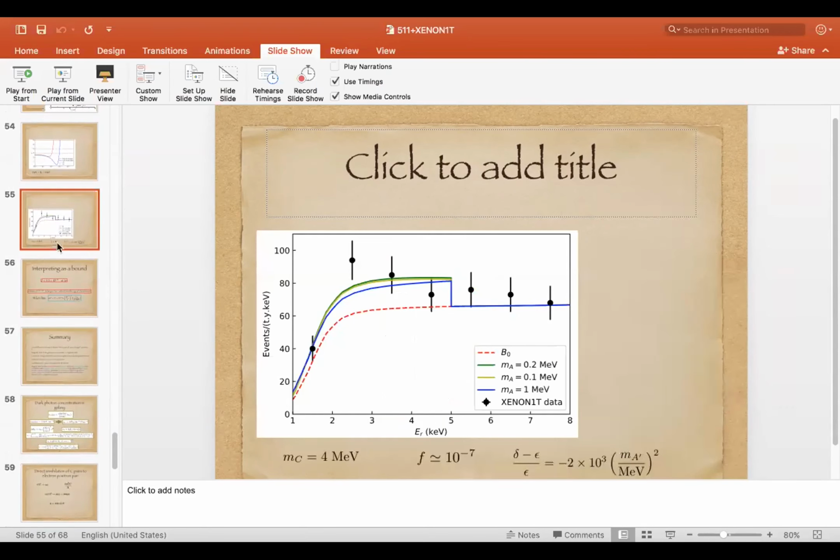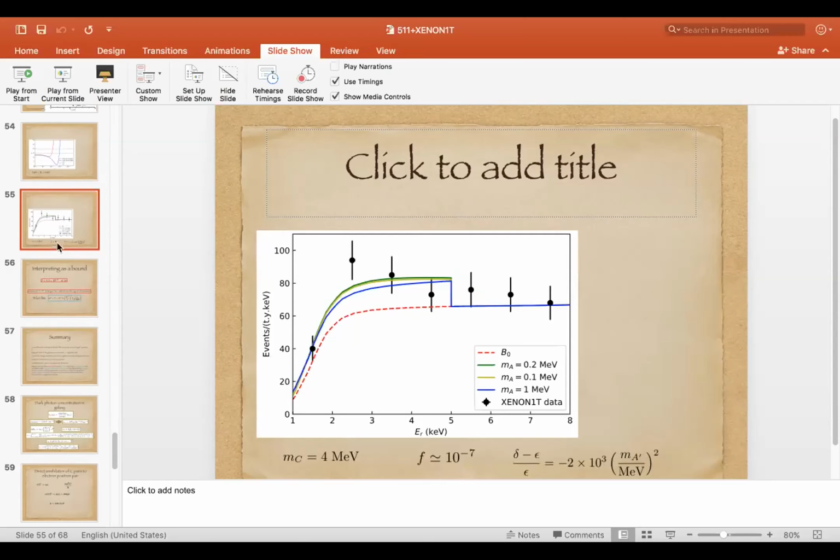But if we have such a relation between delta minus epsilon and epsilon, both the dark photon and photon contribute, canceling each other out in the first spin. So we find an excellent fit to the data. Next slide. Next slide, please.